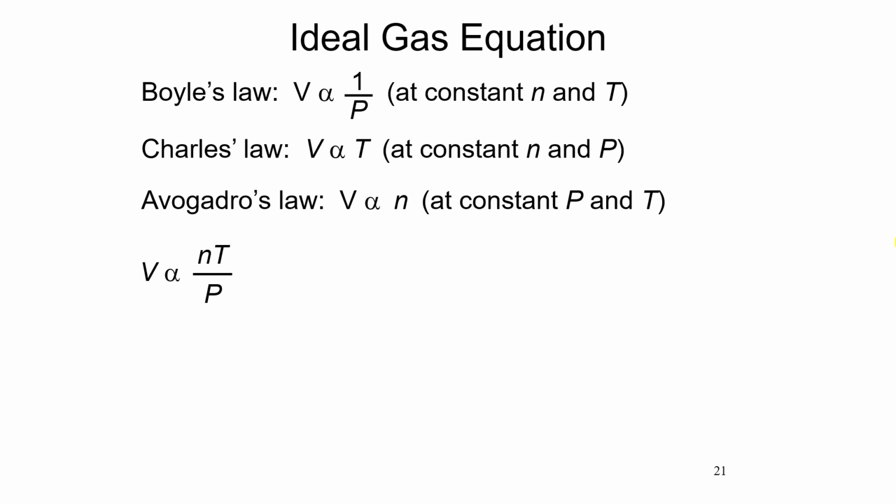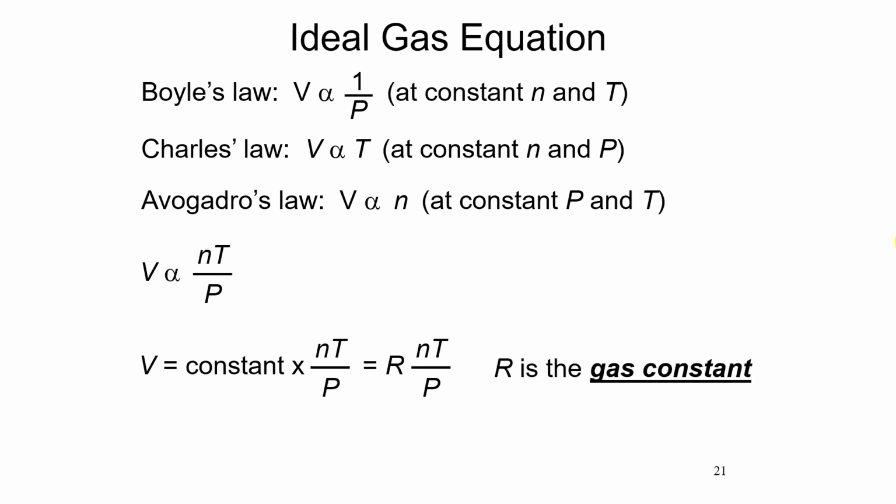This expression of proportionality can be turned into an equation by saying that volume equals a constant times nT over P. We're going to call that constant R, the ideal gas constant. And then I'm going to rearrange this equation into a more familiar form: PV equals nRT. This is the common form in which we express the ideal gas equation.